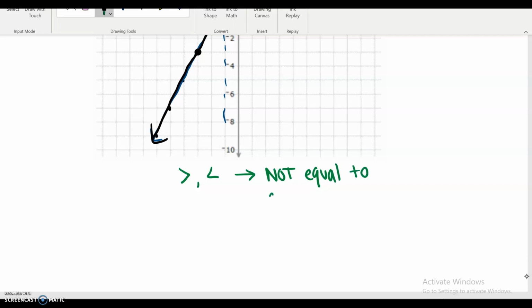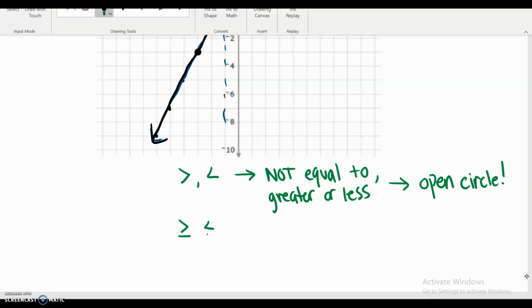So it would just be greater or less, which if you remember on our graph associates with an open circle. Because you're not actually including that value, you're just going all the way up to that value. Versus if you have the line below it, that means it's also equal to.